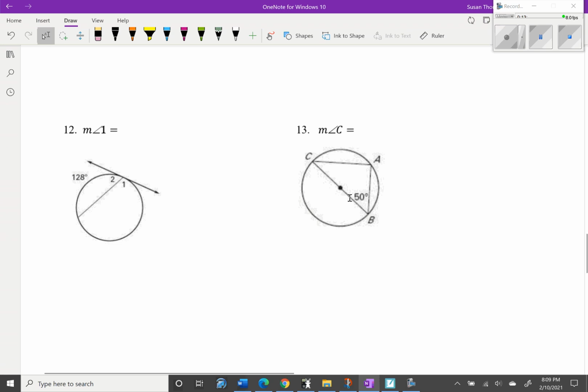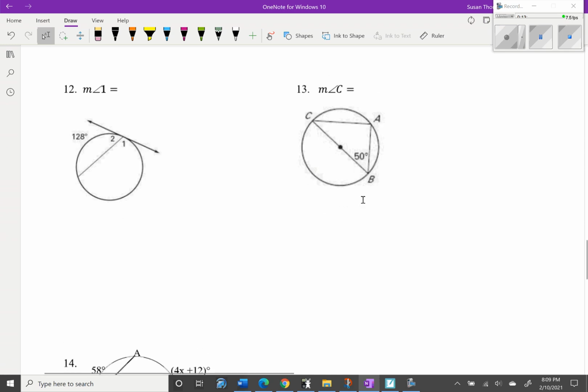All right, so for the next problems, why don't you pause the video and see if you can do these on your own, 12 and 13. Then when you're done, unpause and we'll check our work.